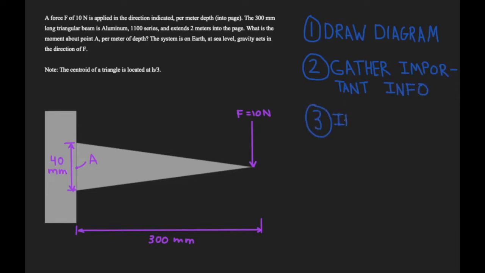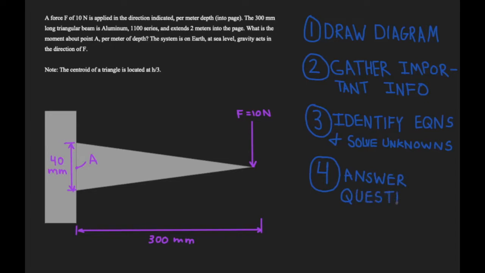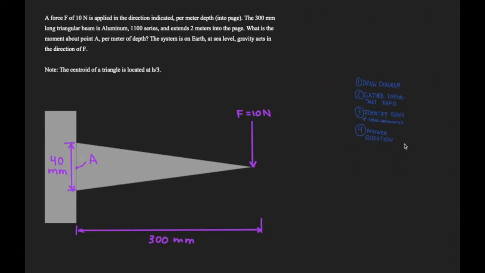So we're going to break this problem down into 4 steps. 1, draw a diagram. 2, we're going to gather our important information. 3, we're going to identify the relevant equations to solve this problem, and then identify and solve for our unknowns. And finally, we're going to review the problem statement and answer the question. So let's jump right in with number 1. We're going to start by drawing a diagram.